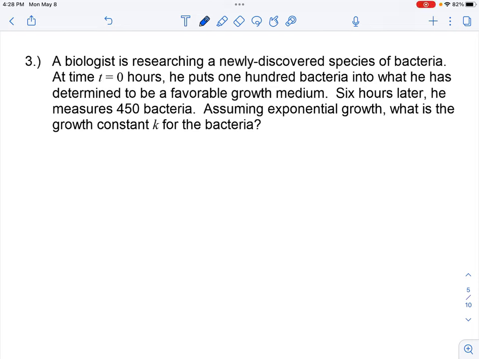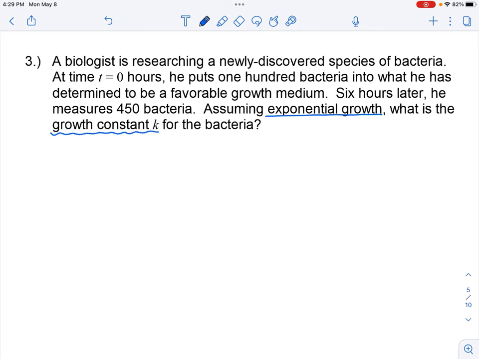All right, problem number 3. A biologist is researching a newly discovered species of bacteria. At time t equals 0 hours, he puts 100 bacteria into what he has determined to be a favorable growth medium. Right? 6 hours later, he measures 450 bacteria. Assuming exponential growth, key phrase there, exponential growth, what is the growth constant K?